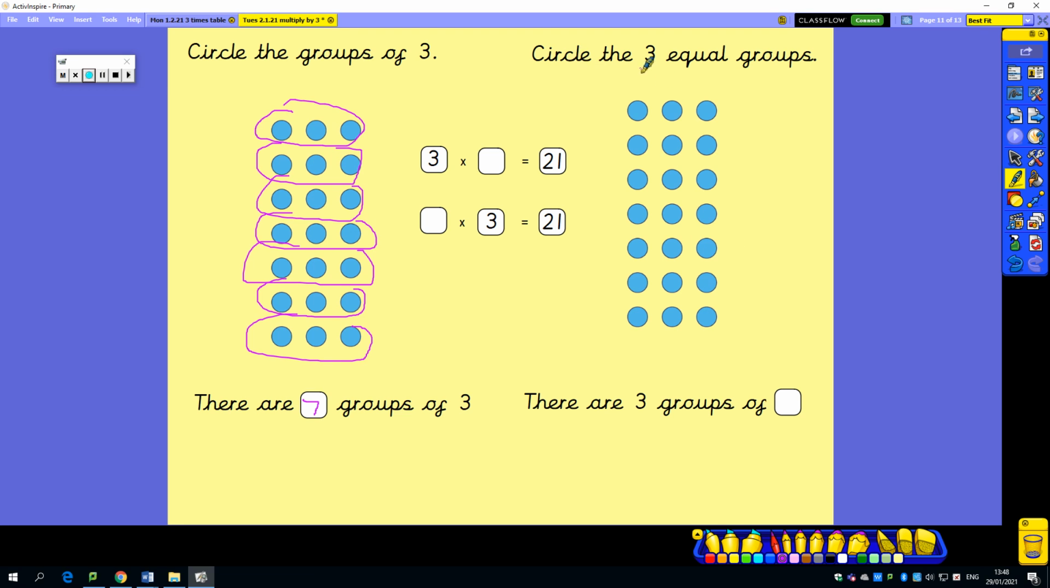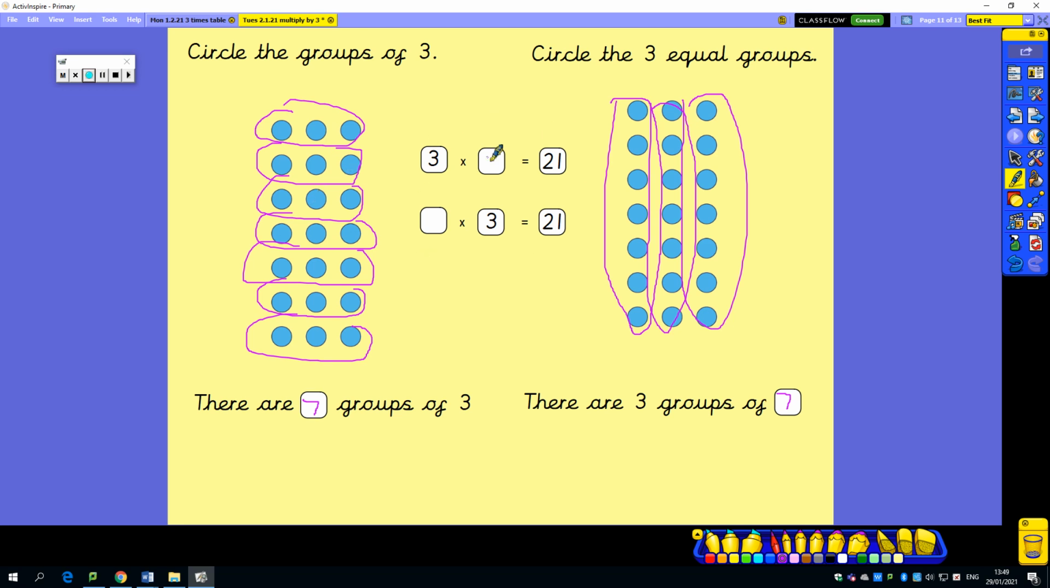On this side, it asks me to circle the 3 equal groups. So where are the 3 equal groups? They go the other way. It's 1 group, 2 groups, and 3 groups. And how many are in those groups? There are 3 groups of 1, 2, 3, 4, 5, 6, 7. 3 groups of 7. So our number sentence is in the middle.